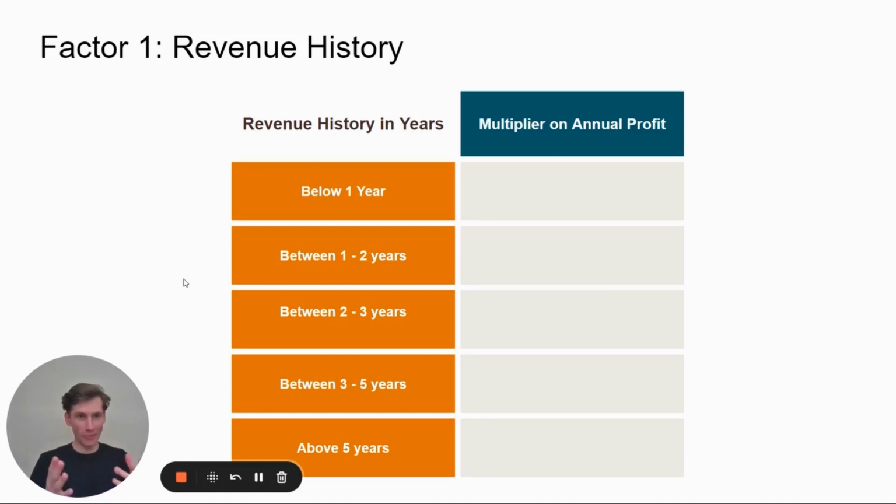So factor number 1, revenue history. I think it's obviously important to note that the longer your store has been around, the more of a multiple it can demand. For now, we're just going to give you points, and I'll tell you in the end how those points convert into adjusting that multiple. So naturally, I don't have to explain this too much, right?